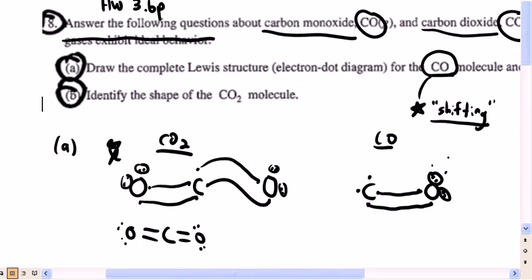In shifting, what we're going to do is take this electron from the O and transfer it over to the carbon. Now notice that freed up this electron to bond with this electron. And now we bond and we have our triple bond.